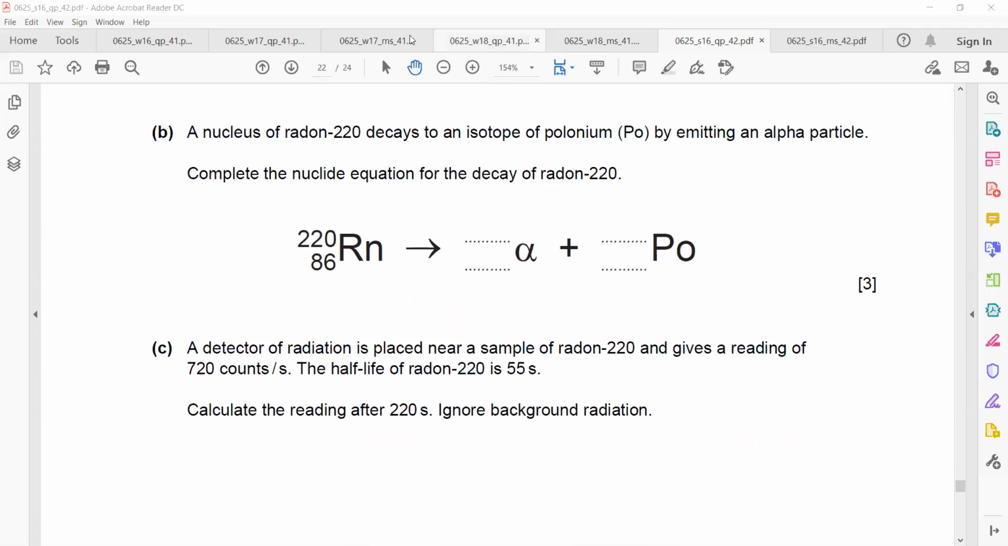A nucleus of radon-220 decays to an isotope of polonium by emitting an alpha particle. Complete the nuclide equation for the decay of radon. So this will be 4 and 2. What will be the superscript for polonium? 216. And what is the subscript for polonium? That is 84.